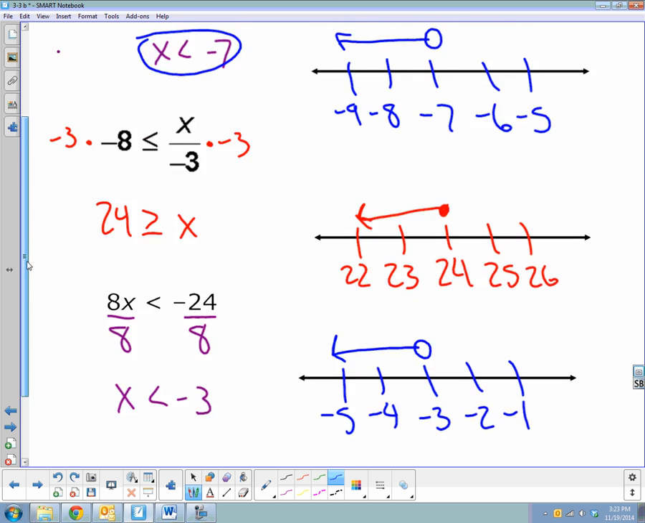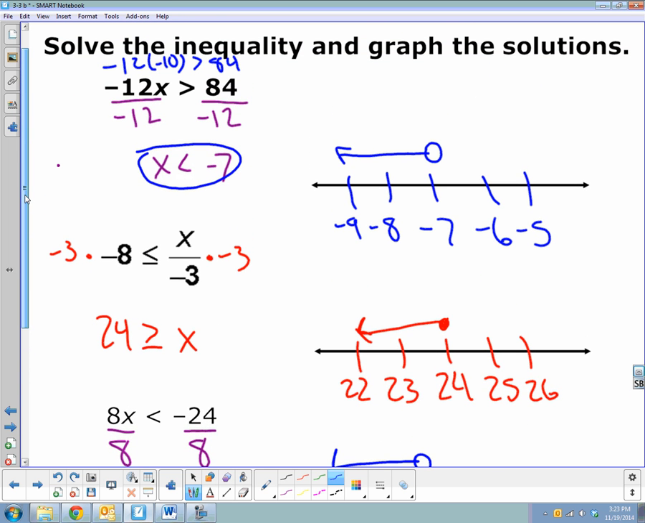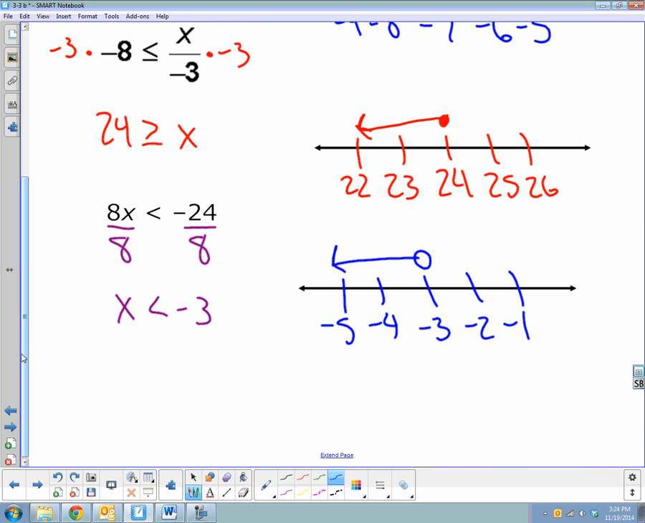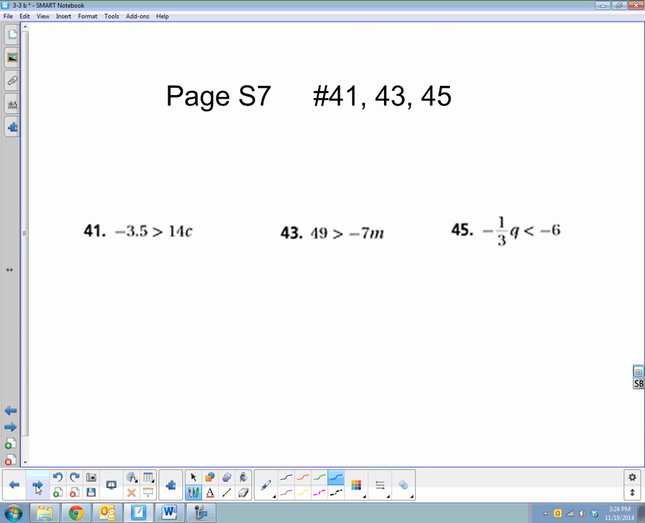So again, we're solving the same way we were solving in the last notes. The only difference is that we are flipping the symbol around if you're multiplying or dividing by a negative, and only if you're multiplying or dividing with a negative number. So try these three on page S7, 41, 43, 45. I printed them here, but you can certainly go in the book and see those as well. Solve for the variable. Be careful only if you're multiplying or dividing by a negative.